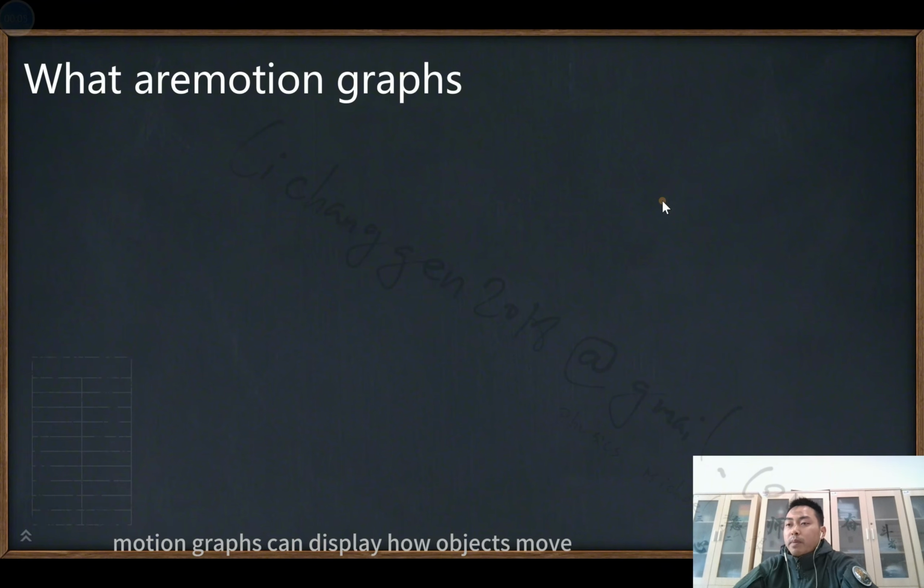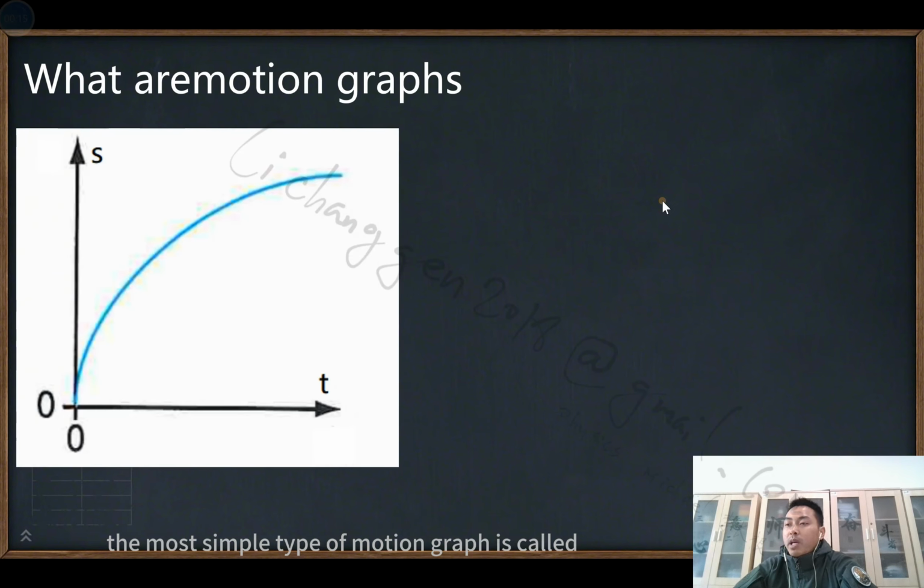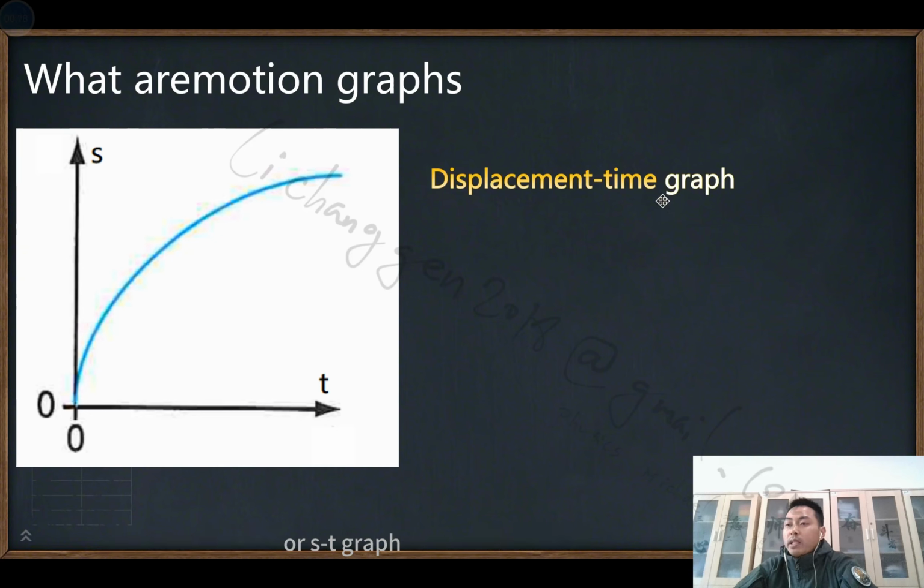Motion graphs can display how objects move in terms of the change in one motion-related quantity against the other. There are many types of motion graphs. For example, the most simple type of motion graph is called displacement time graph or ST graph. This type of graph shows how an object's position or displacement changes over time.